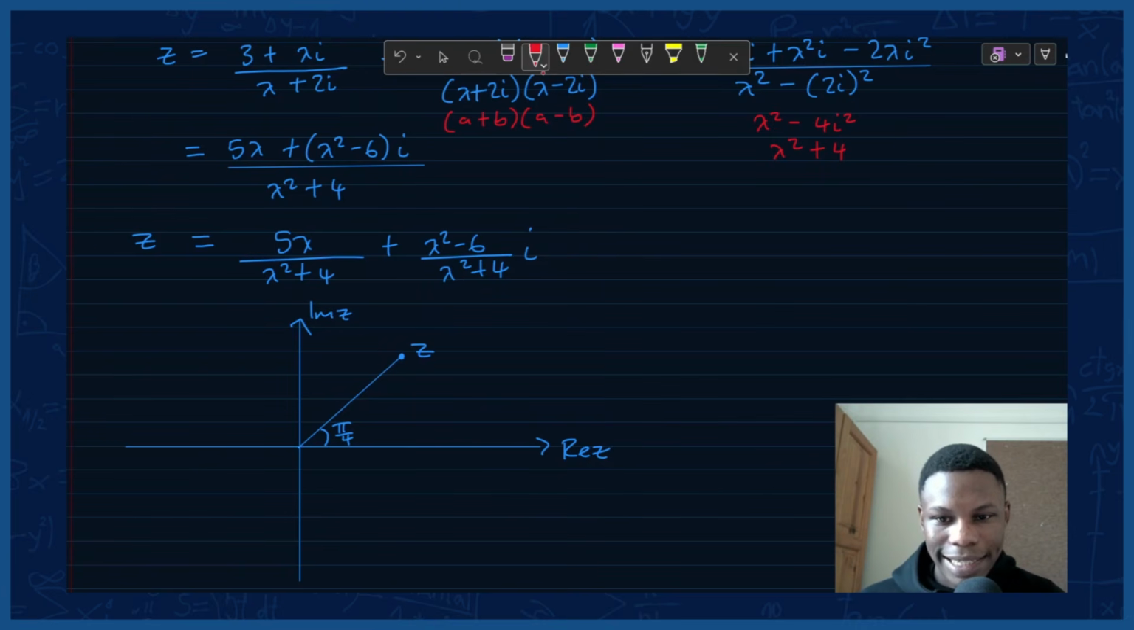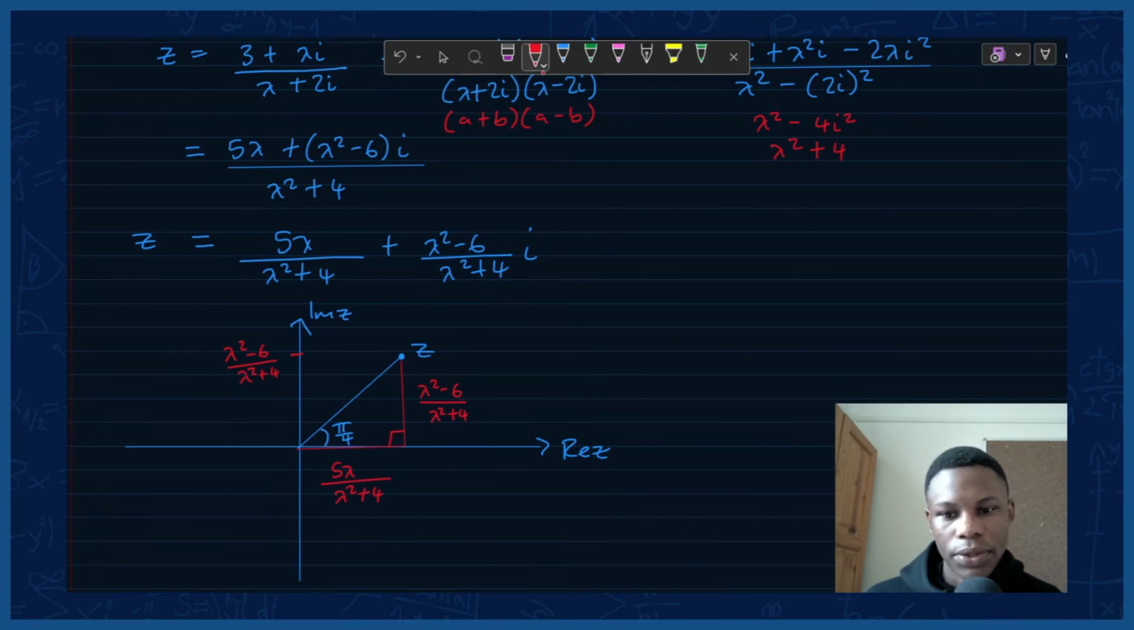So because this is z, this vertical distance, that's the imaginary part of z. That's whatever the imaginary part of z is, which is lambda squared minus 6 over lambda squared plus 4. So we're saying this vertical distance is lambda squared minus 6 over lambda squared plus 4. And then the horizontal distance, that's the real part. So 5 lambda over lambda squared plus 4.